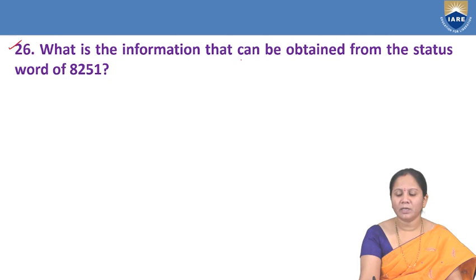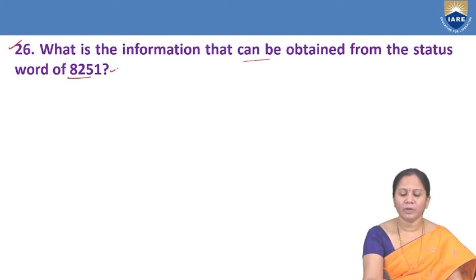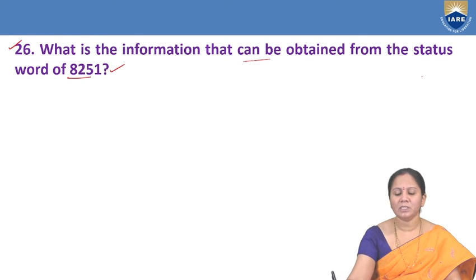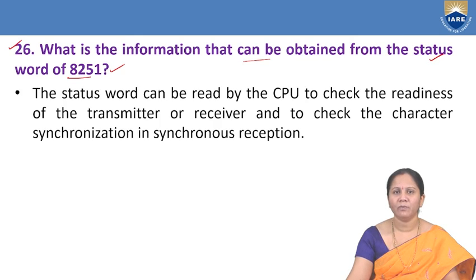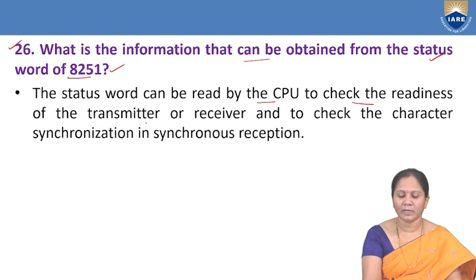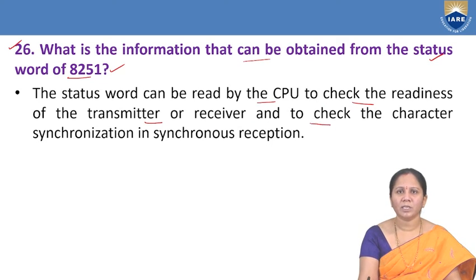Next, what information can be obtained from the status word of 8251? One of the internal registers available inside the 8251 USART is the status word register. It is also an 8-bit register. The status word can be read by the CPU to check the readiness of the transmitter or receiver and to check character synchronization in synchronous reception.